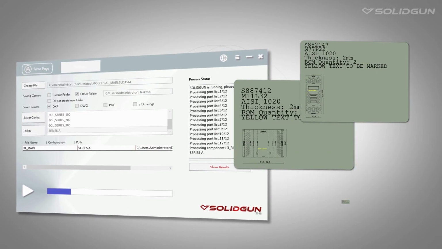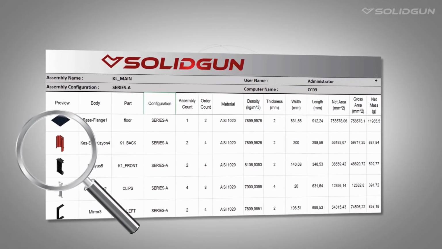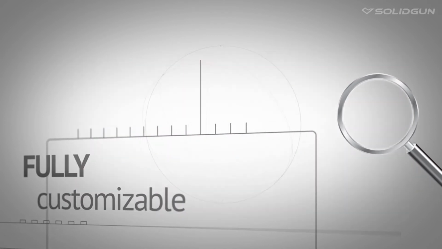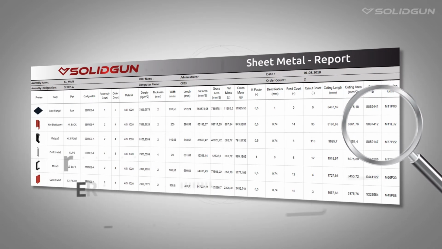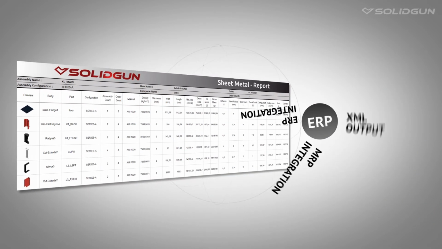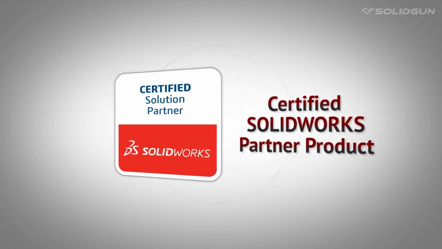In addition to the detailed outputs, you can obtain the BOM report including real previews and calculations. This report is fully customizable, so you can adapt it to your company standards and integrate it to your ERP/MRP systems via XML formats. Don't worry, trust SOLIDGUN.